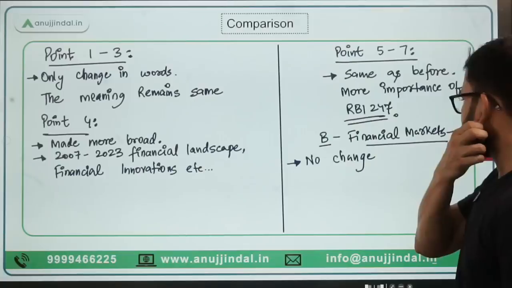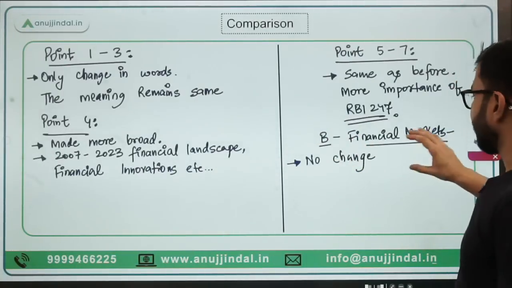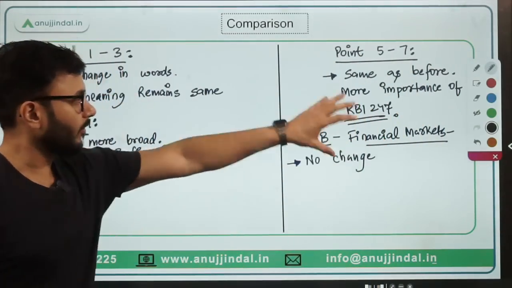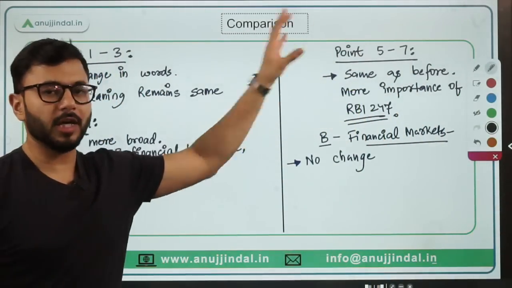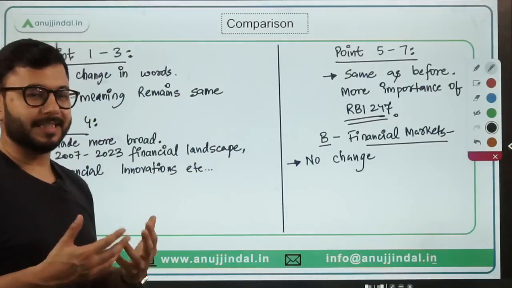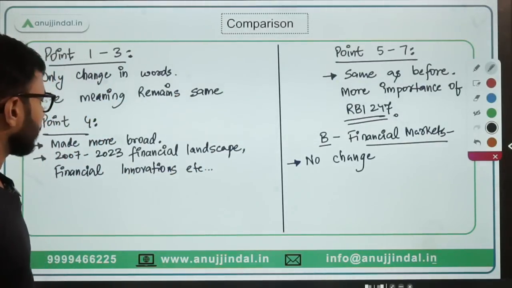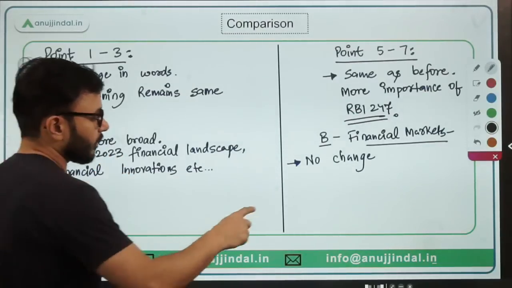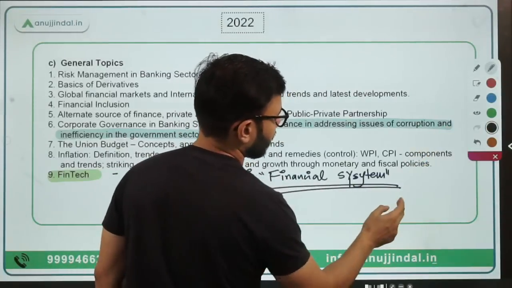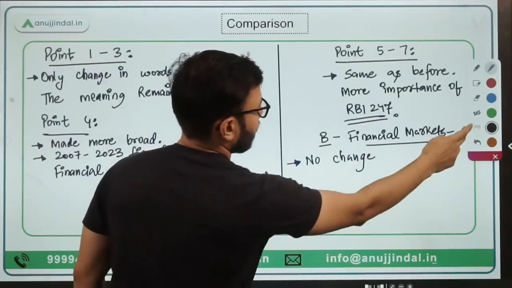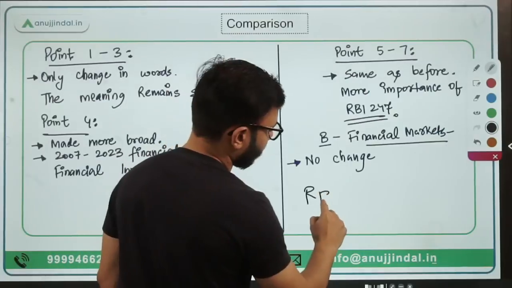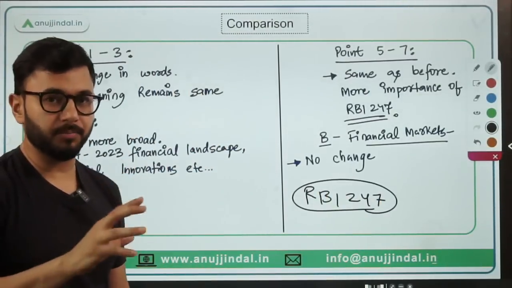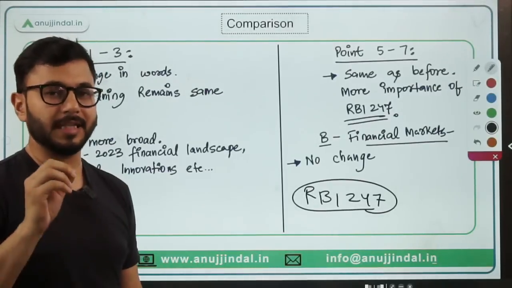Especially financial newspapers. When we come to point number B, which is financial markets, there is no change, so you need not worry about this at all. Now that we have discussed all this, what does it mean? What exactly do you need to do? You might be thinking about this. You need not do anything specifically extra. The only thing you need to do is focus more on number one, RBI 247. This is going to be the most important and the game changer in this examination.